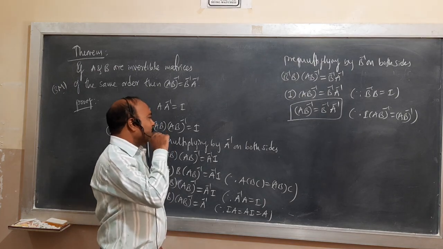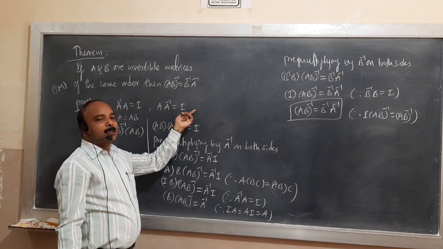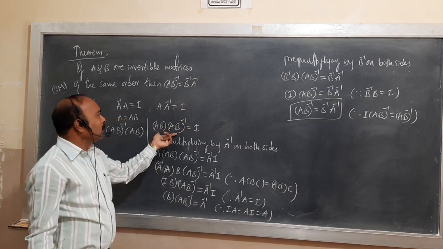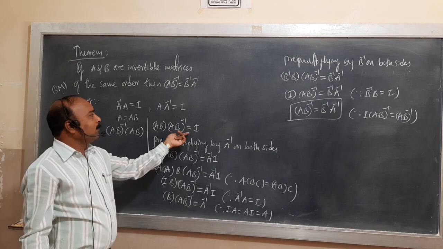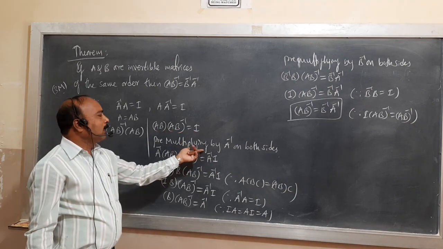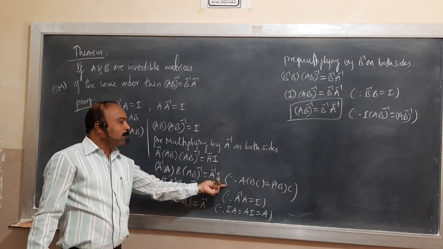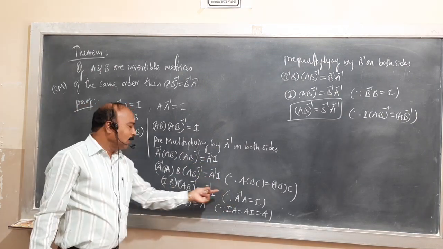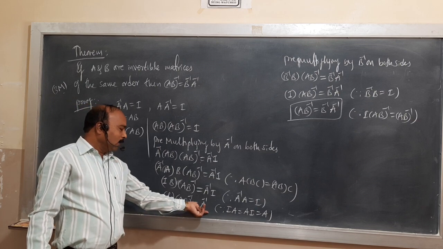Now just simplify by using the condition that A into A inverse is equal to I. In place of A, you consider AB on the left side. Then we get AB into (AB) inverse is equal to I. First we multiply by A inverse on both sides. Then apply the associative property and identity property. We get B into (AB) inverse equal to A inverse.